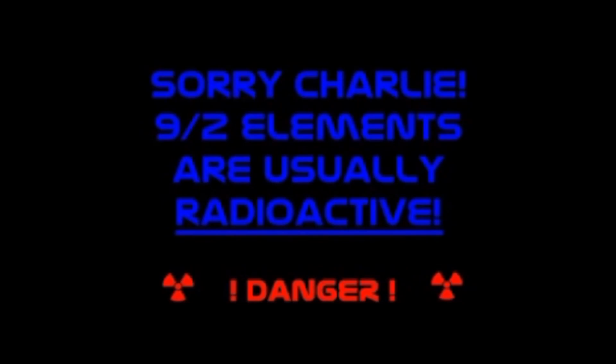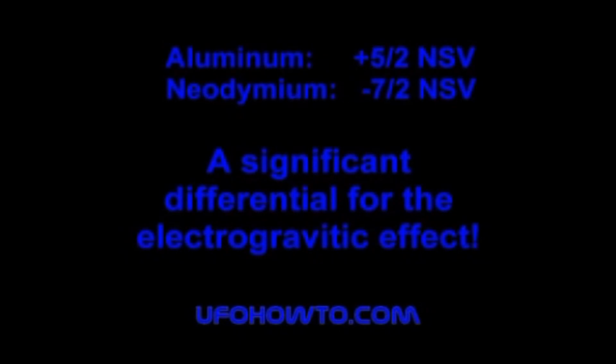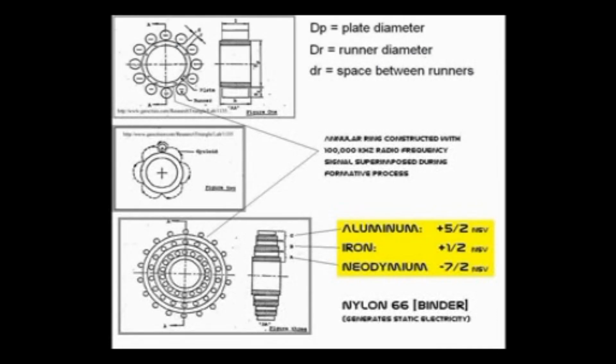In John Searle's Levity disk, the runners are constructed of a mixture of aluminum, iron, and neodymium. Neodymium with a negative 7/2 nuclear spin value, and aluminum with a positive 5/2 nuclear spin value. The iron does not have an odd spin, it is a positive 1/2. And then there is nylon that he uses, supposedly as a binder, and he indicates that it's for the generation of static electricity.